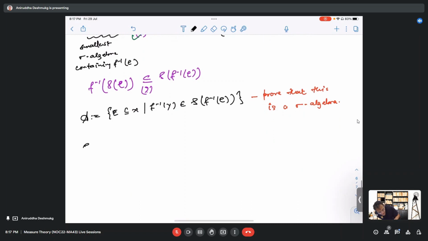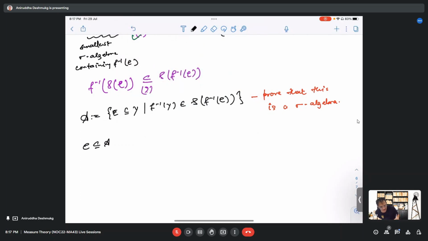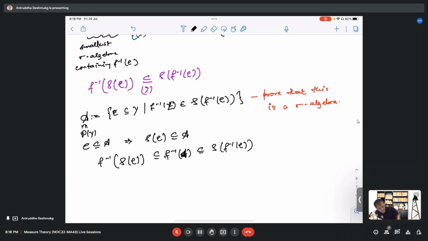Once this happens, you prove that C is in A. Oh, see, I actually made a mistake. I meant to say E, not Y. So this is a collection in P of Y, a sigma algebra inside Y. Prove that C is in A, which would mean SC will be contained in A because A is a sigma algebra containing C, and SC is the smallest sigma algebra containing C. So this containment must hold. Therefore, F inverse SC must be contained in F inverse A. But by definition, F inverse A is contained in S of F inverse C. So this is also true.